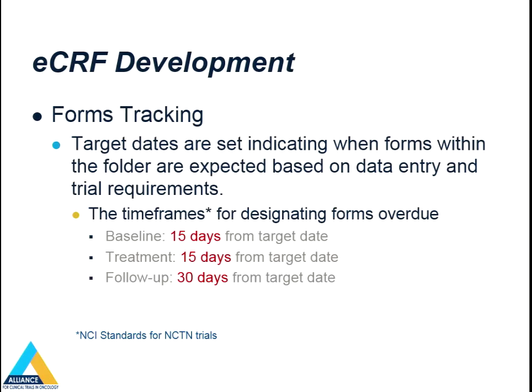When we're calculating overdue, we use our target dates based on the protocol in terms of when they're expected to be seen for visits, but then we also add some buffer to allow them some time for entering the data. We use the national standards there, so for baseline it's 15 days, and treatment as well, 15 days, and during follow-up it's 30 days. That doesn't mean that there isn't flexibility within the system if that needs to be tinkered with, but that's generally the guidelines, the NCI standards for NCTN trials, and so we utilize those as our default.